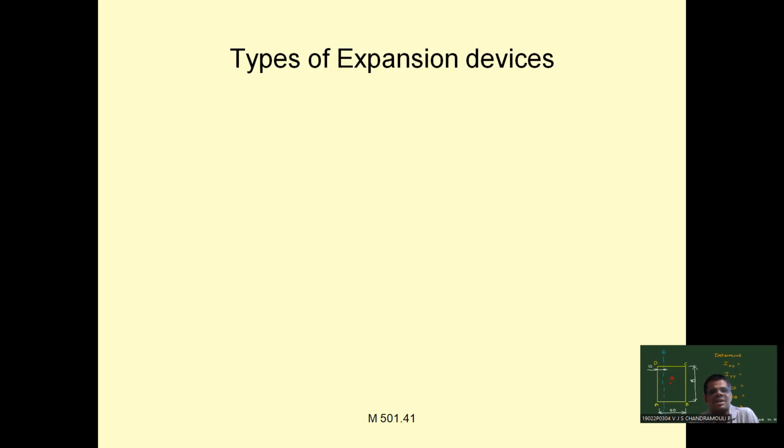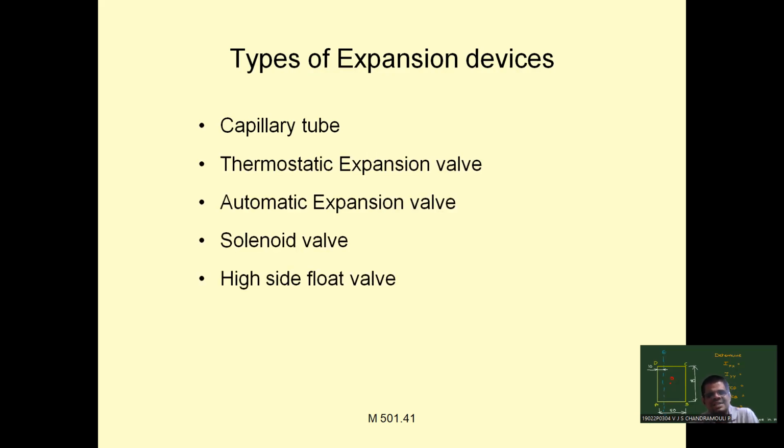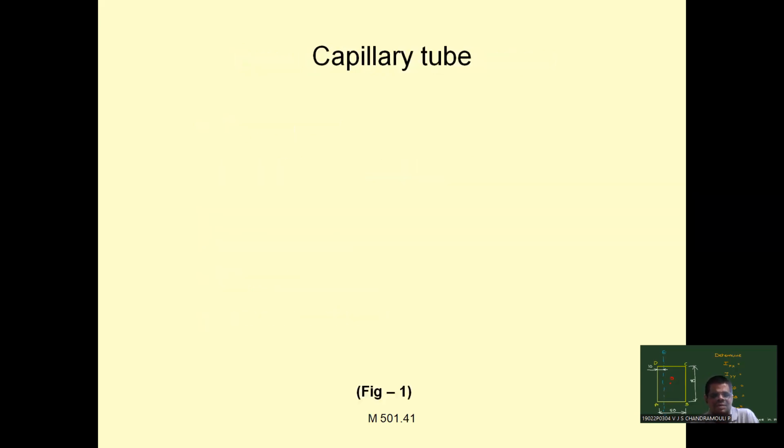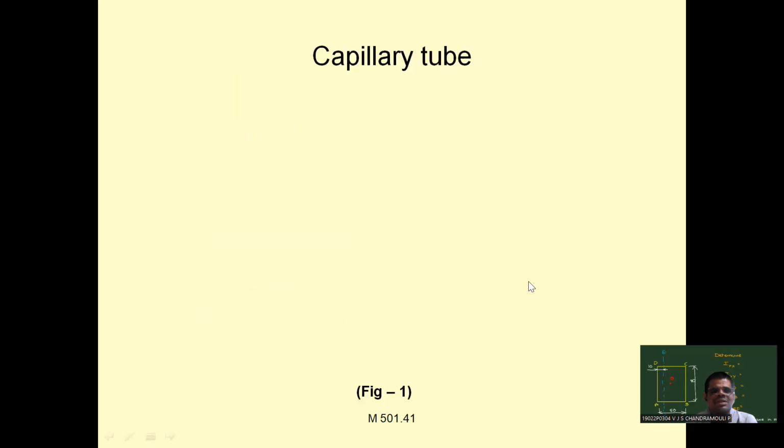Now, what are the different types of expansion device? The first one is the capillary tube, then the thermostatic expansion valve, automatic expansion valve, solenoid valve, high side float valve, and low side float valve. The capillary tube and the thermostatic expansion valve are in our syllabus for the C20 curriculum of AP SBTET. That's why we are going to discuss the capillary tube and the thermostatic expansion valve. Initially, we see the capillary tube.